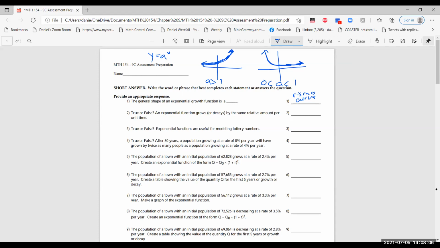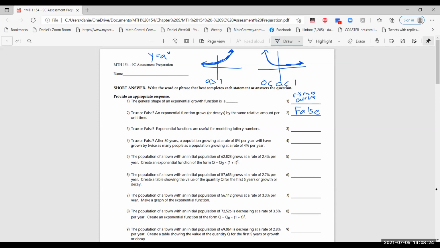So true or false, an exponential function grows or decays by the same amount per the same unit of time? No, that's false. That's what I just said. It's going to grow or decay faster as time goes on.